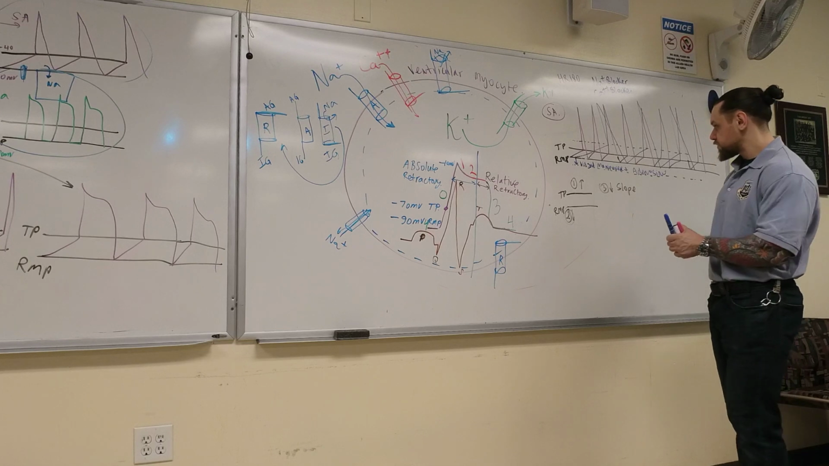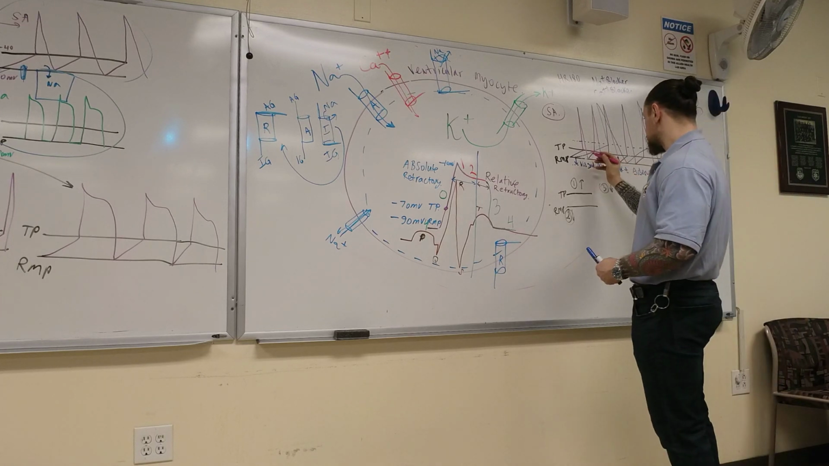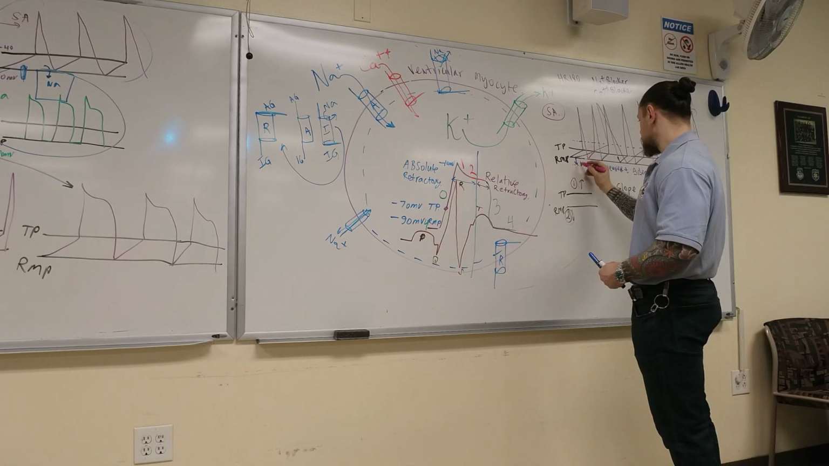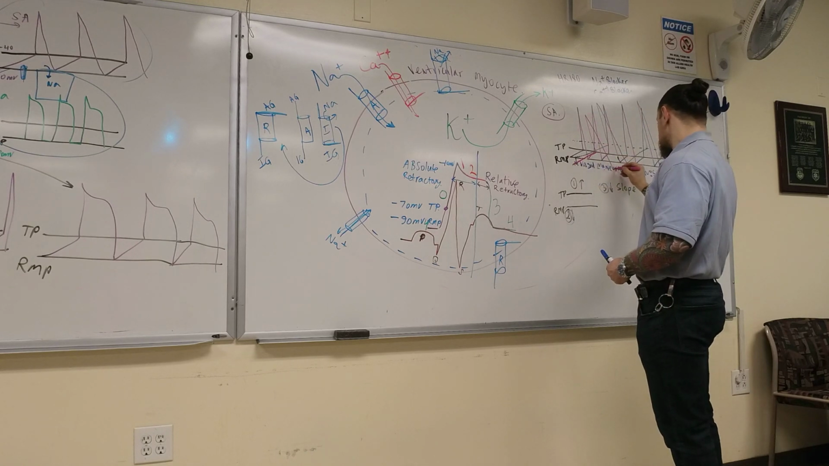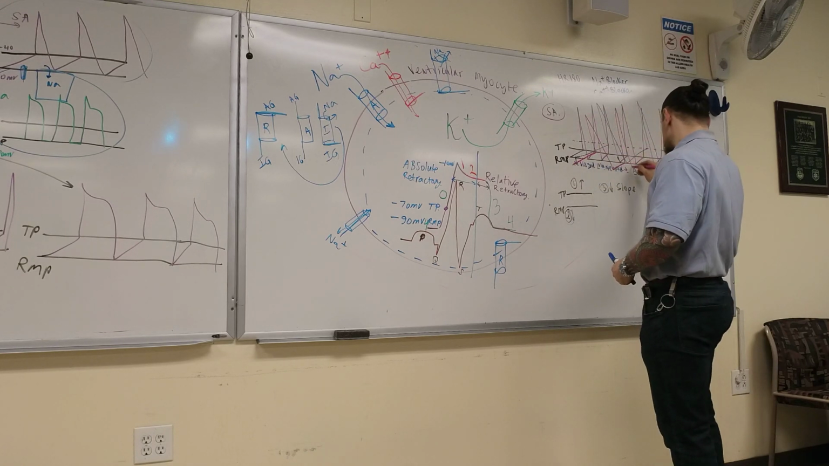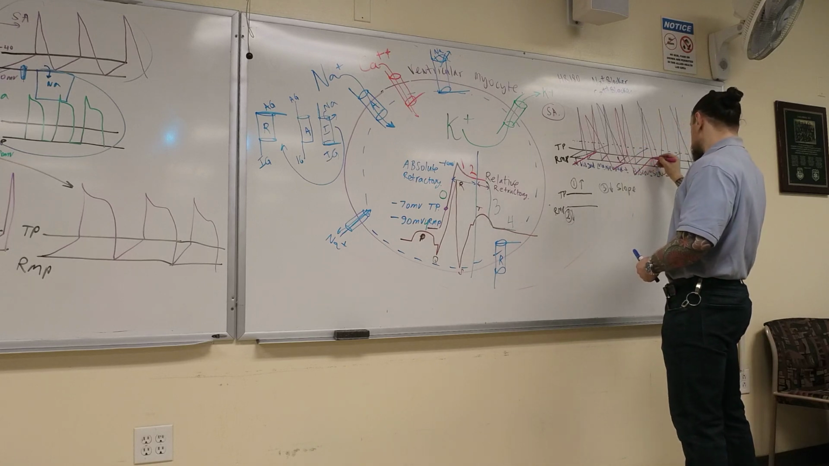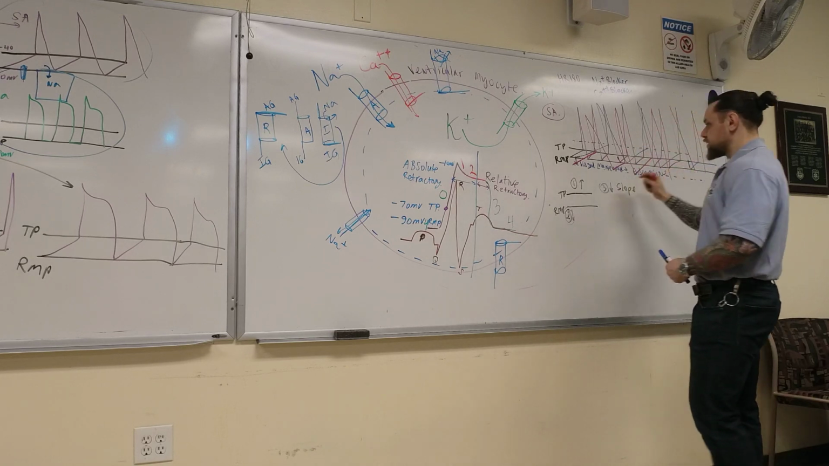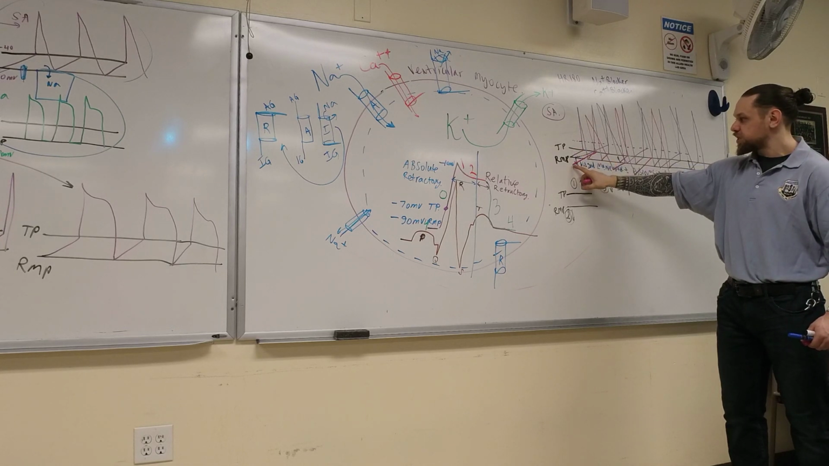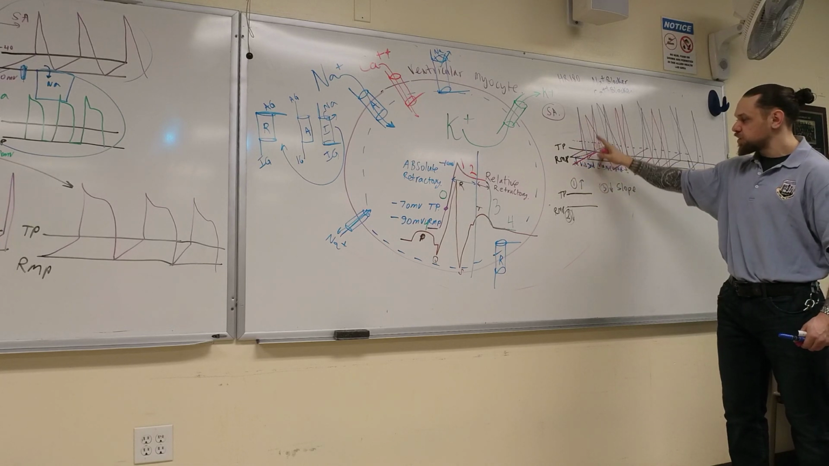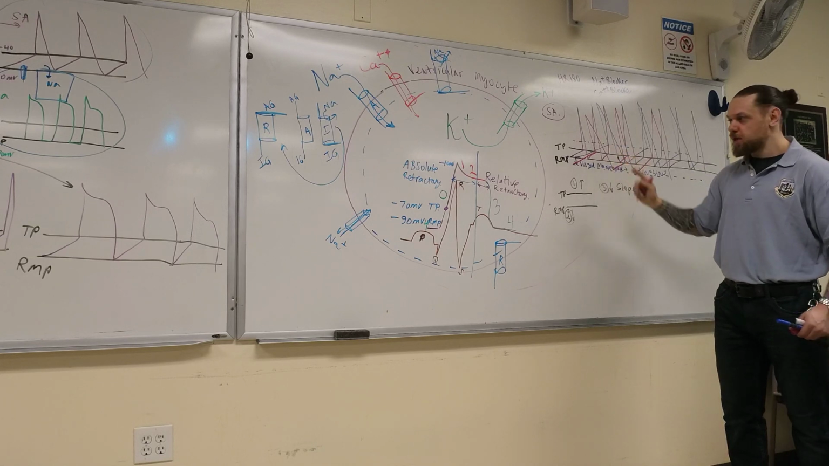So if I lower the resting membrane potential, I'm going to draw it in pink, it's going to look like this from here to here now. So the threshold was still the same, but I lowered my resting, so it takes longer to reach threshold for the impulses to fire.